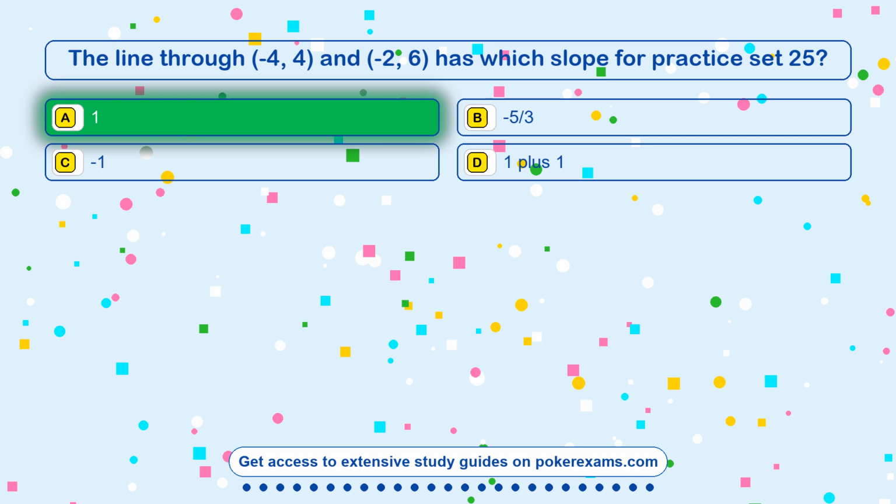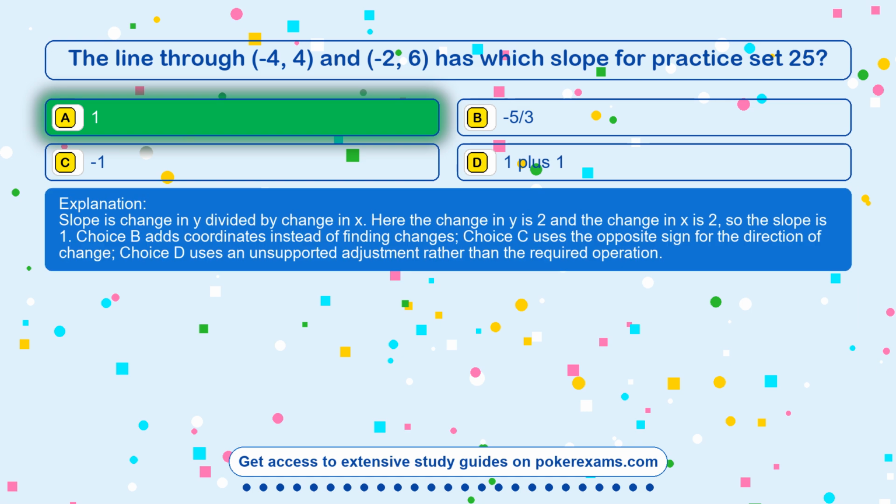The correct answer is option A, 1. Slope is change in y divided by change in x. Here the change in y is 2 and the change in x is 2, so the slope is 1. Choice B adds coordinates instead of finding changes. Choice C uses the opposite sign for the direction of change. Choice D uses an unsupported adjustment rather than the required operation.